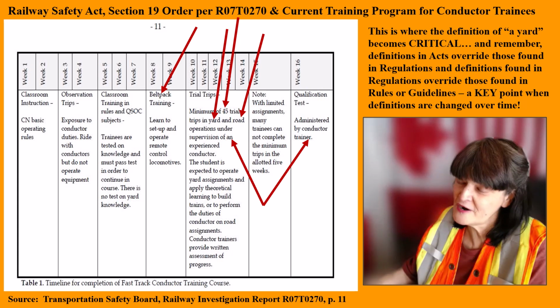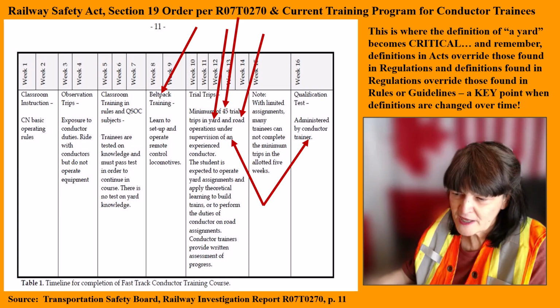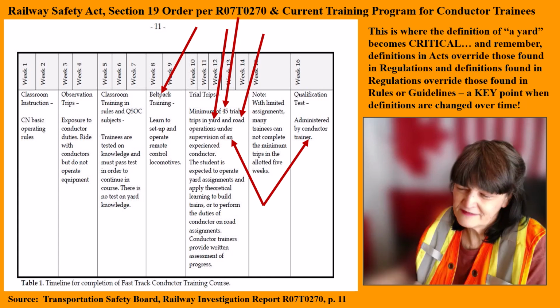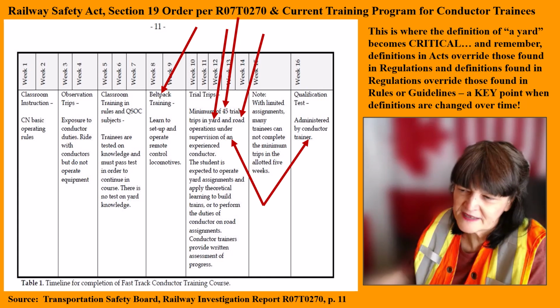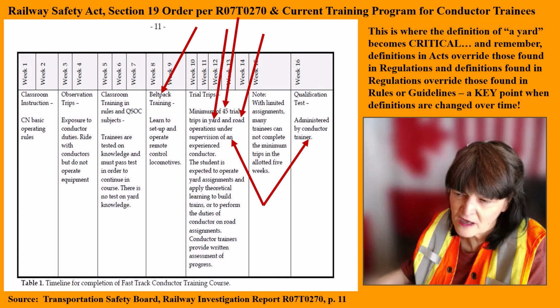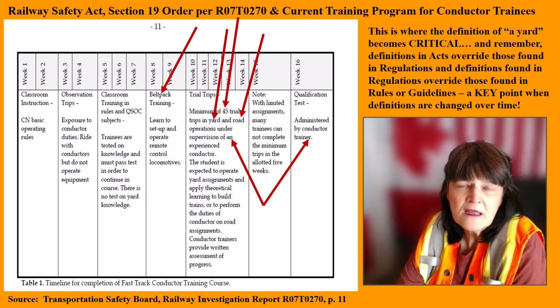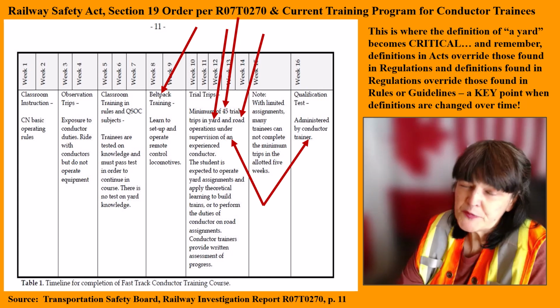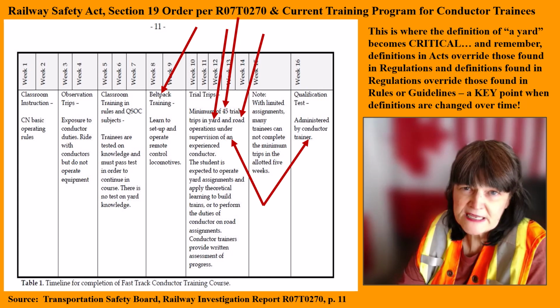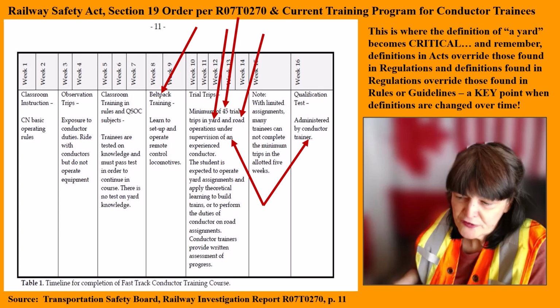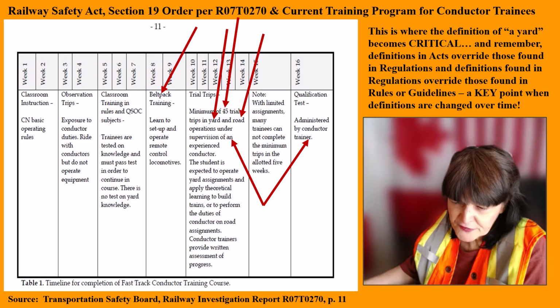Again, definition of a yard would be key here. And apply theoretical learning to build trains or to perform the duties of a conductor on road assignments. Well, you're not allowed to perform that, that would be under the supervision of, again, at the top here, under the supervision of an experienced conductor. You're not supposed to, as a conductor trainee, be working alone, unsupervised, as was the case when conductor trainee Jason Clooney was killed. So conductor trainers also are supposed to provide written assessments of progress.